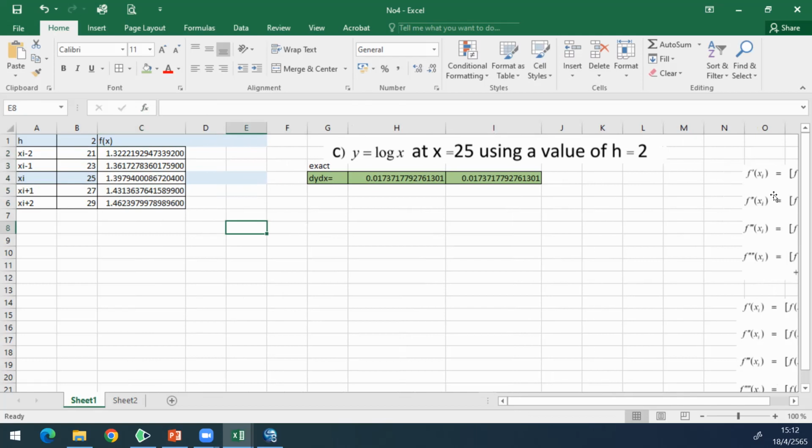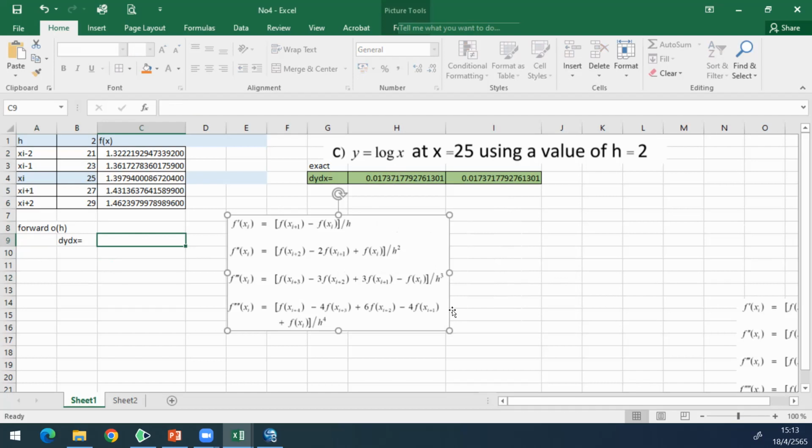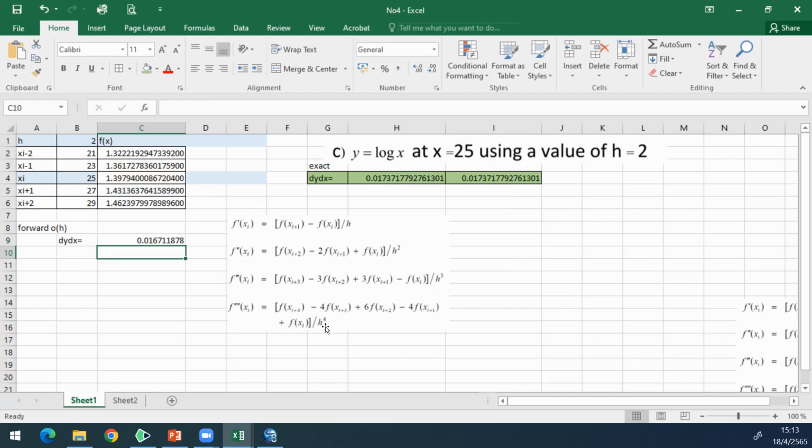Then we will use the forward difference first, for forward of O(h). The dy by dx approximation is what? This formula, right? This is for forward difference, we use the forward value. That is equal to f(x_i plus 1) minus f(x_i), divided by h, right? So we count like this.